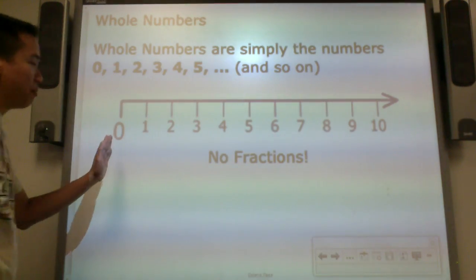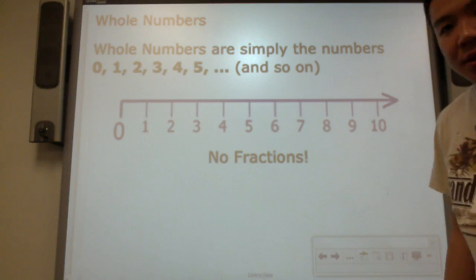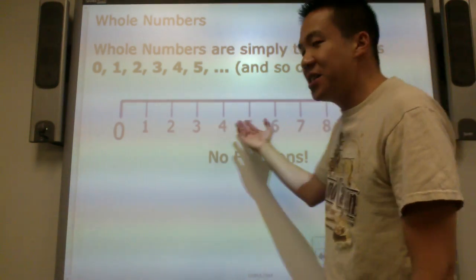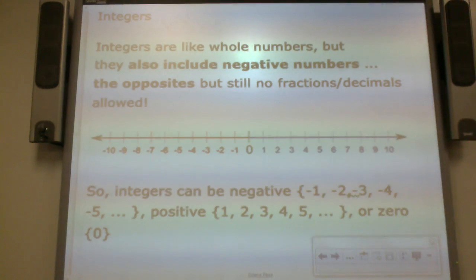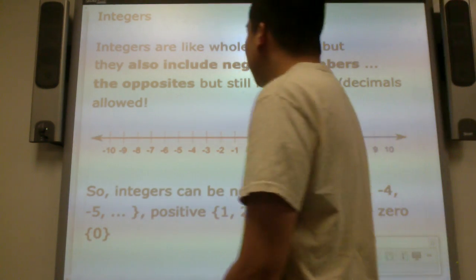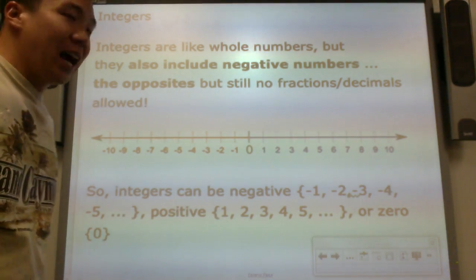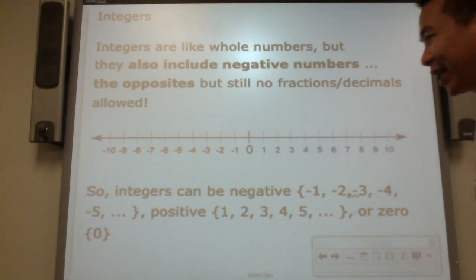So looking at this number line, it's 0, 1, 2, 3, 4. What can you tell me about this? The numbers are all positive. So they're positive whole numbers. Integers are like whole numbers, but they also include negative numbers, the opposites, but still no fractions and decimals are allowed.